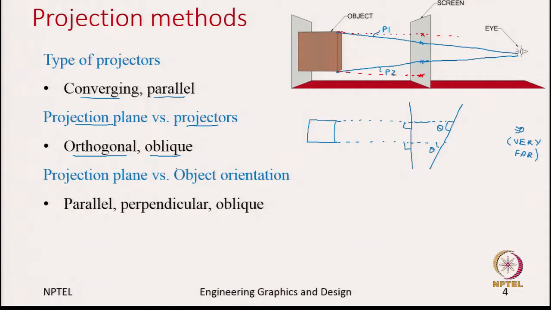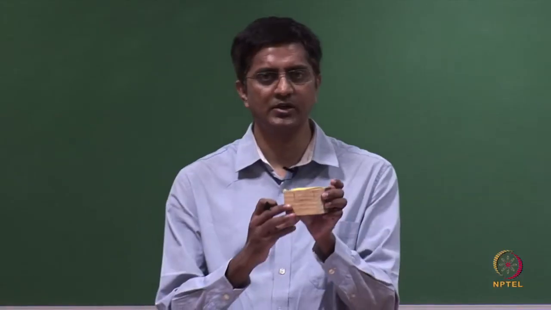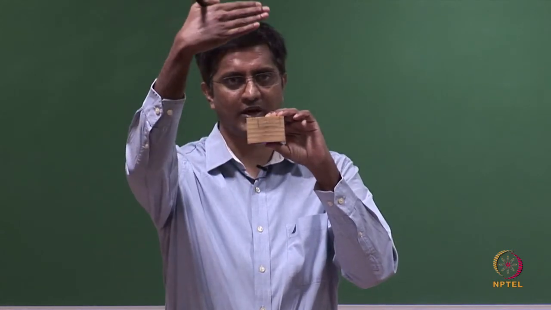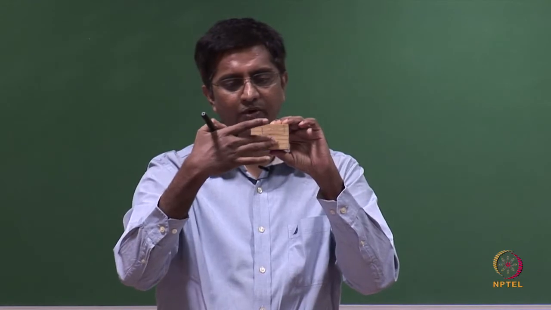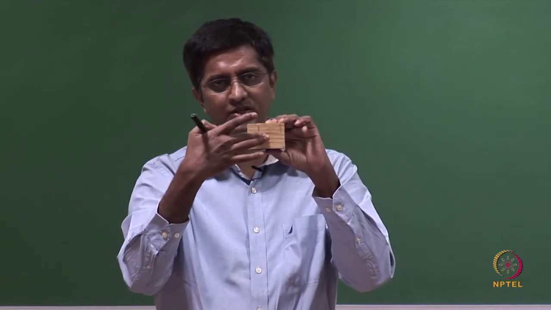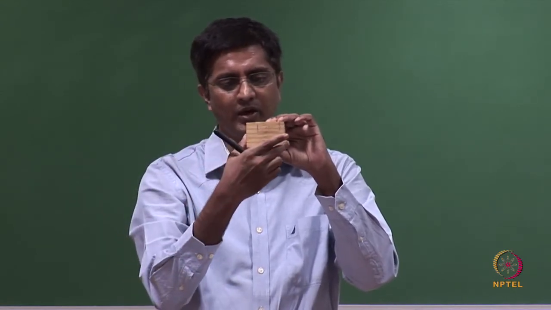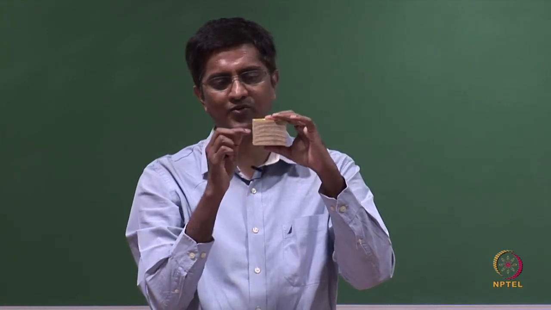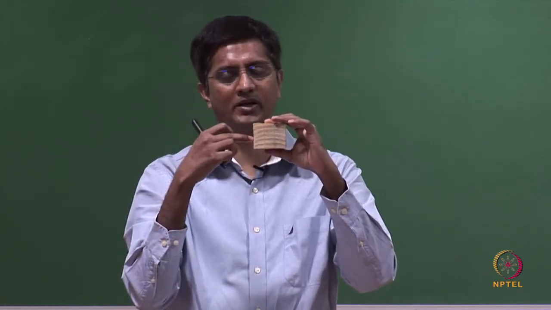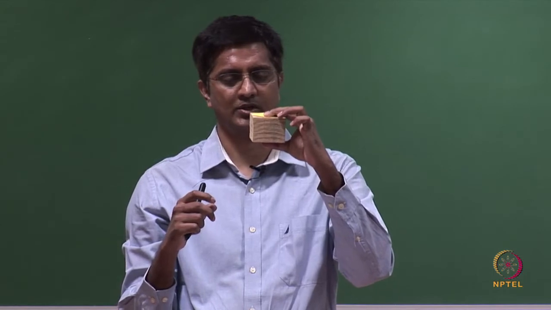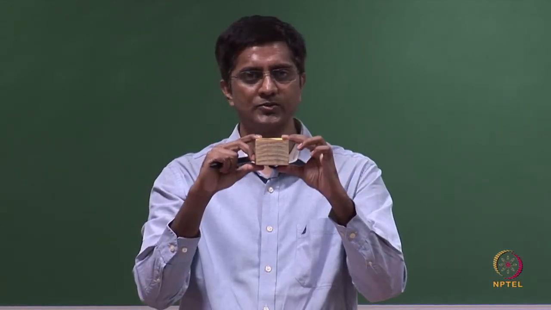Another category is how you orient the projection plane and the object. Let us say this is the object, and you are looking from the front. We said that we have a projection plane in between, and if we are only focusing on this face of the cube, then the projection plane and this face are parallel. Now I rotate the cube, and the same face which was initially parallel is now perpendicular. So, what I have done is change the orientation of the object, and I am free to orient this object in any other fashion.